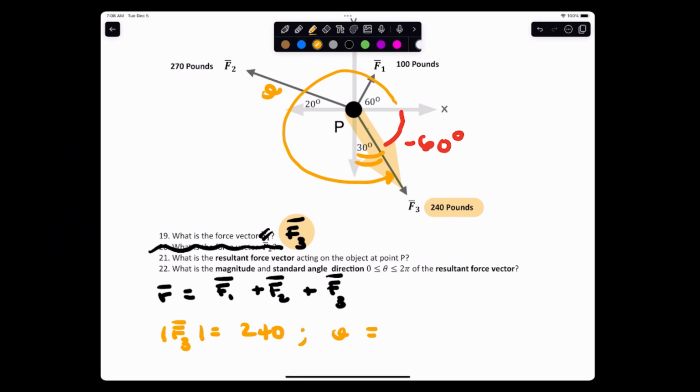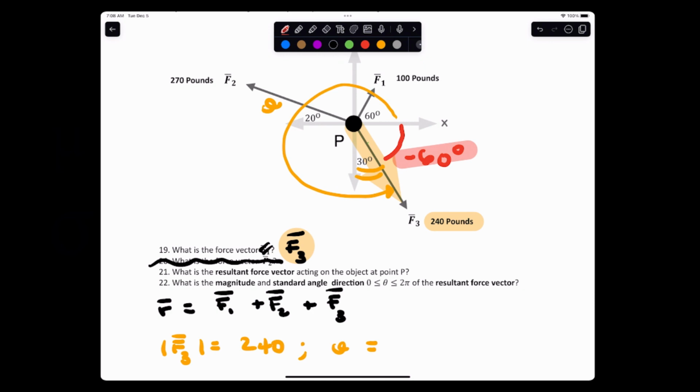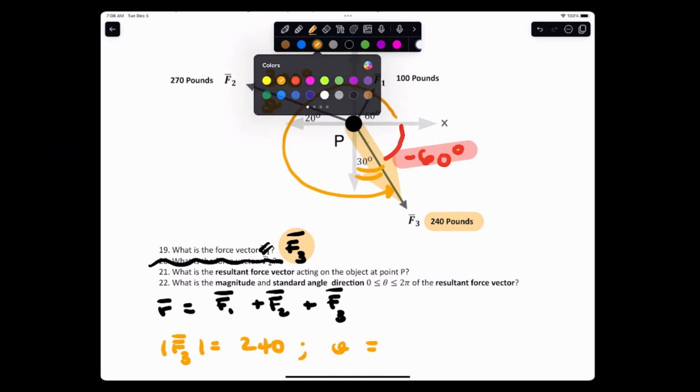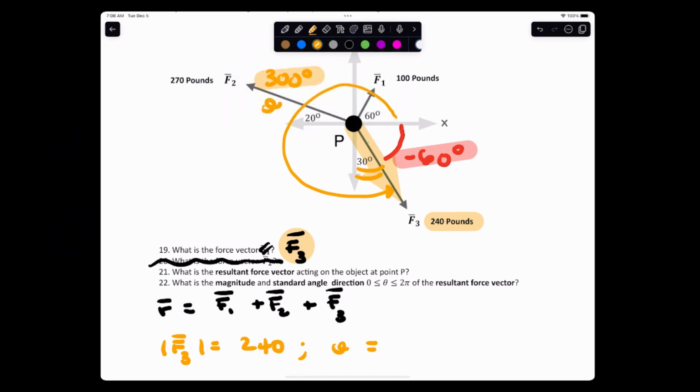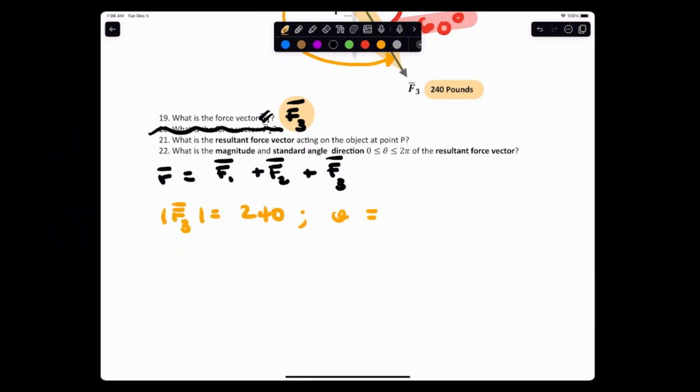So you have a choice here. You can use that negative 60 degrees, or we can use a standard angle of what? What's the standard angle going to be? Is that 300 degrees? Is that right? It's theta. So pick your poison. Do you guys want to use the 300 degrees, or the negative 60 there? It's up to you. Should we use 300? Should we be consistent?